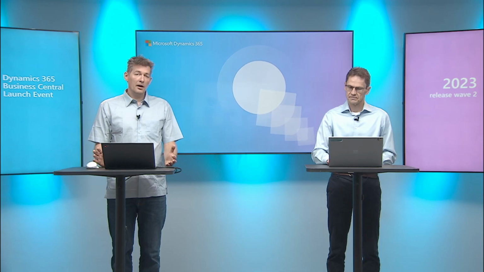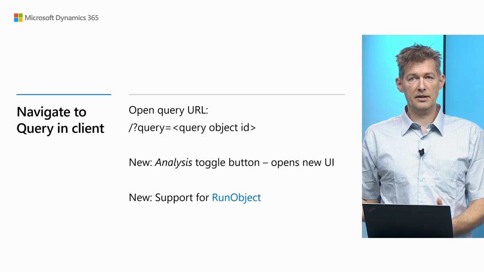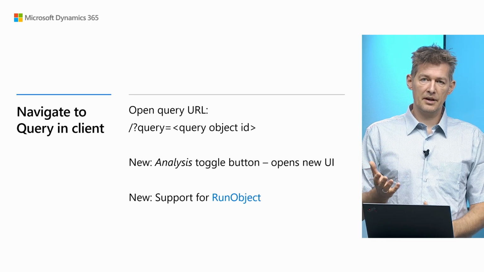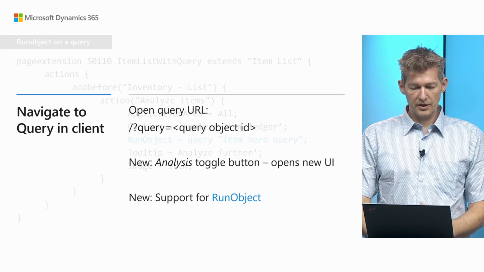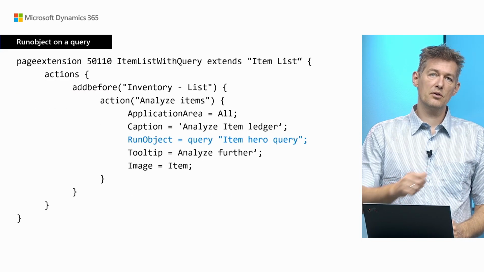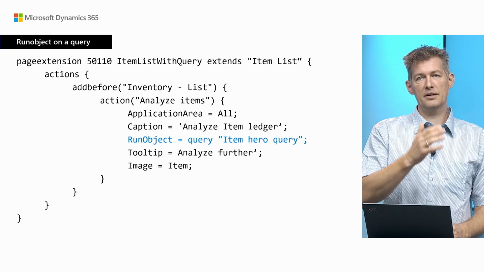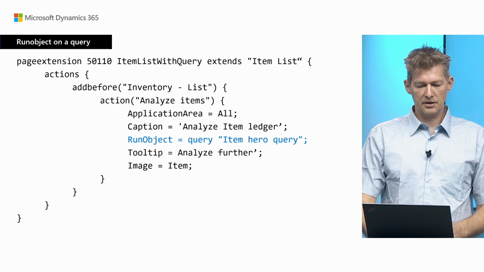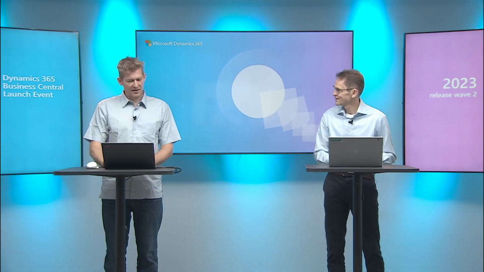Right. Another thing that is important for the AL runtime is that queries now play a much more prominent role. So we added a new UI on queries. There's a full session on that, which allows you to do data analysis there. But we also made it possible to do RunObject on queries so that you can write code just like this. You can add actions that simply open a query, and then you can put that in the reporting section, for instance, on a page. So after 10 years, queries suddenly get their time in the limelight.